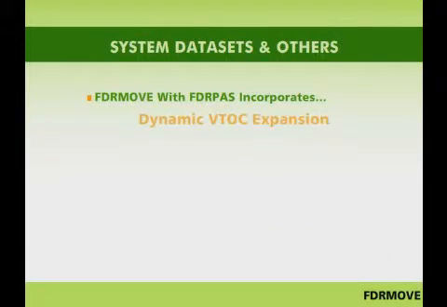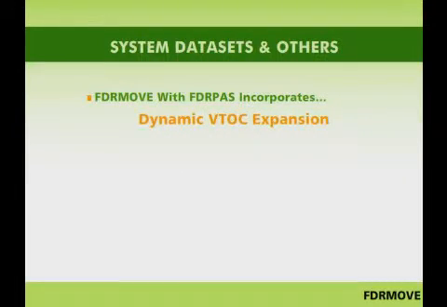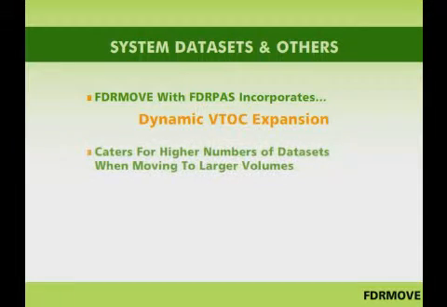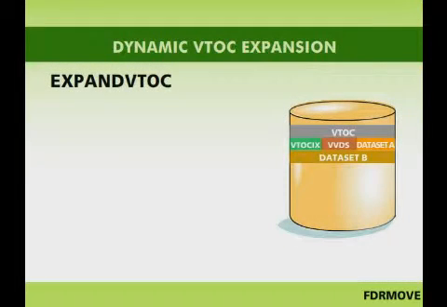FDRMOVE provides a function to dynamically expand the size of the VTOC and VTOC index. This facility can be used at any time, but is particularly useful when moving disk volumes to larger capacity volumes within a new disk subsystem. Therefore, the additional space on the larger volumes can be fully utilized without the risk of exhausting a VTOC originally sized to contain fewer datasets on a smaller volume. The following diagram graphically shows how the VTOC and VTOC index will be expanded.